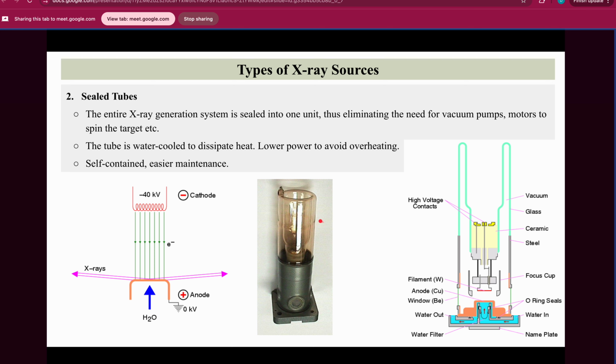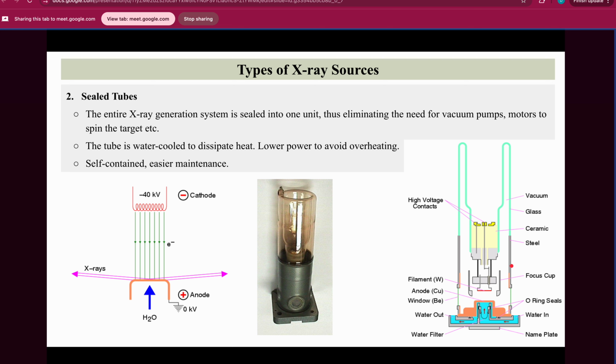So this is how it looks. In this case, because it is a steel tube, we do not require the vacuum inlet as it was used in the previous case. So this is the glass and steel body. As you can see, this is the steel body, and the same mechanism is working here also.